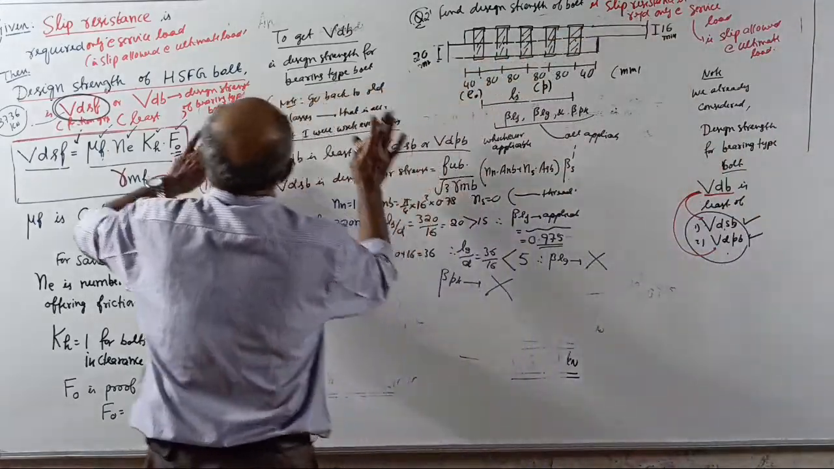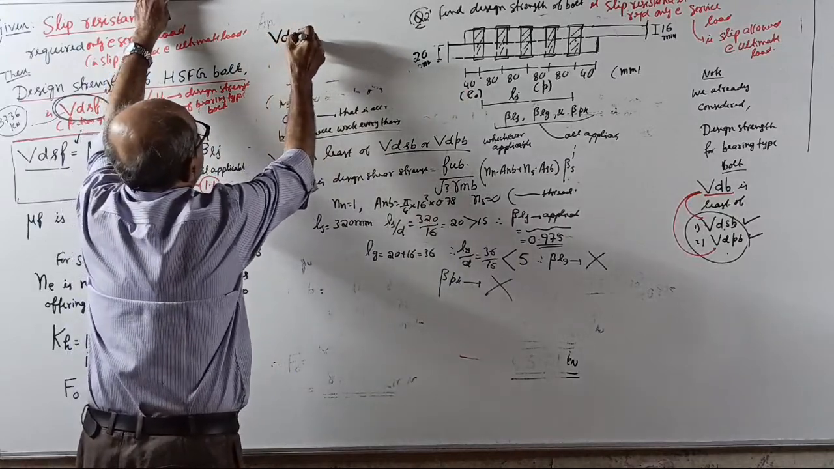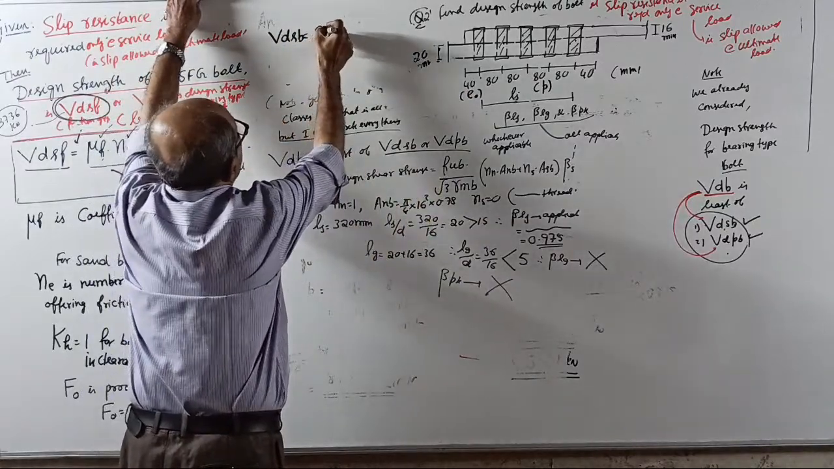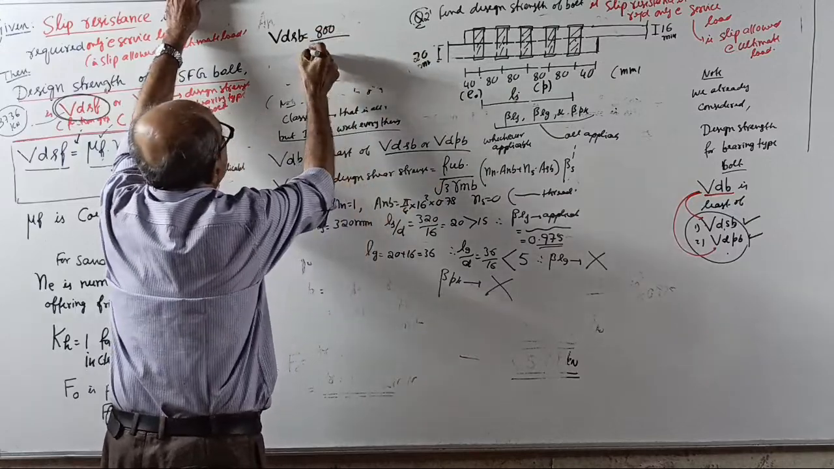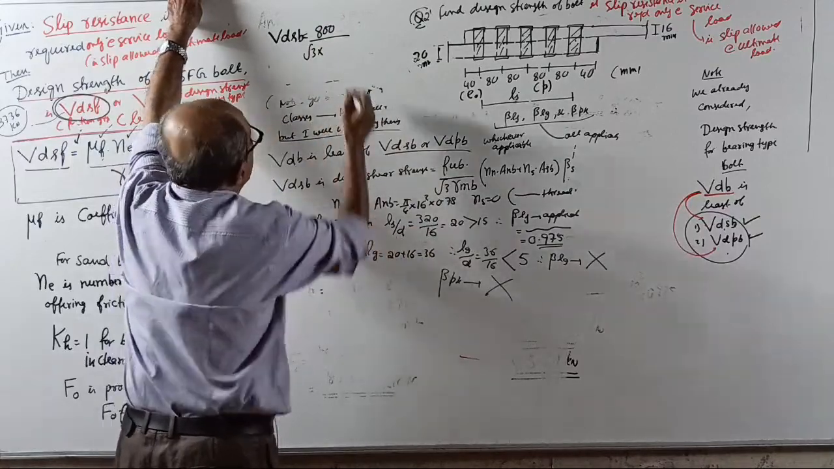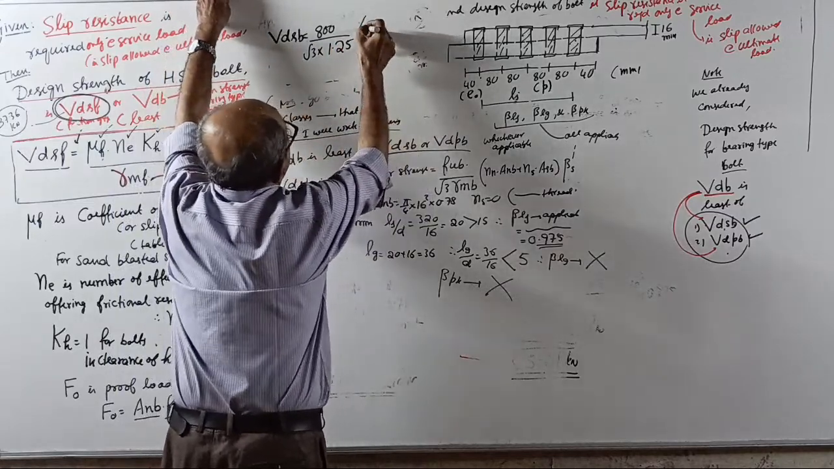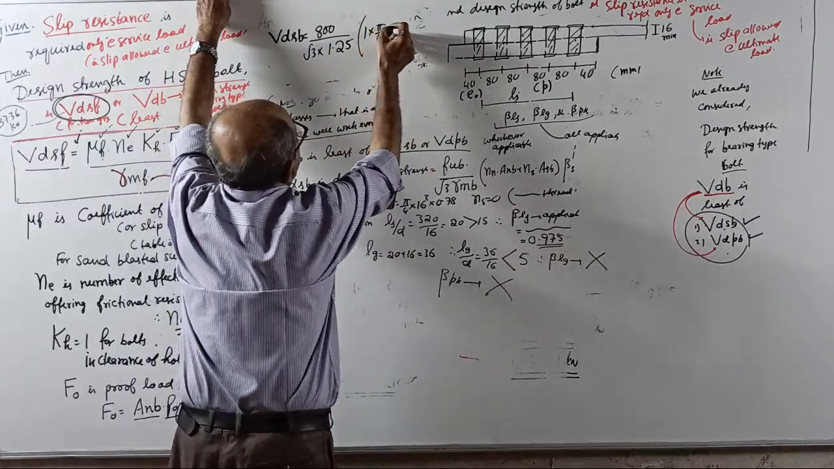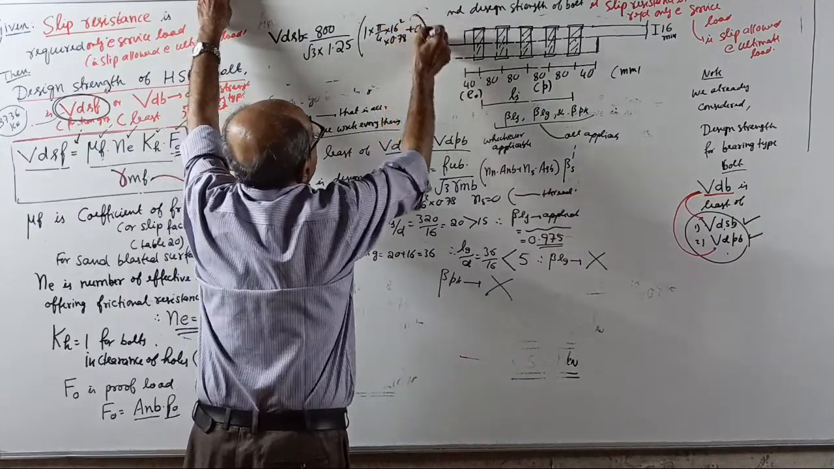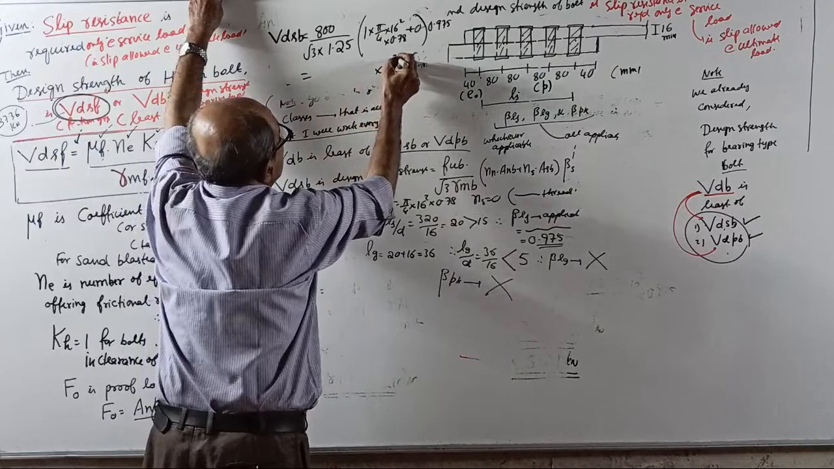With all these details, if I substitute here, your VDSB equal to FUB 800 divided by root 3 divided by gamma MF, 1.25, into bracket 1 into pi by 4 of 16 square into 0.78 plus 0 into 0.975. Tell the answer in 10 to the power 3 Newton.